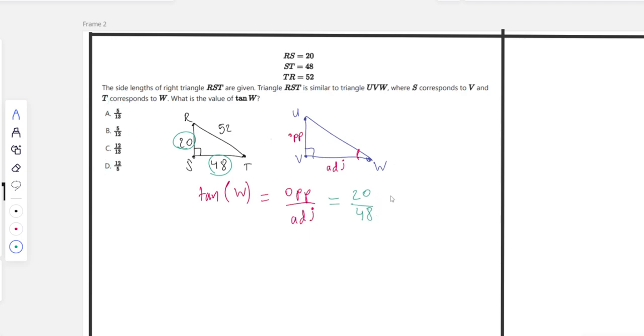That's not in the answer choices, because we need to simplify this a little bit more. If you divide everything by 4, you would get 5 over 12. And that's the simplest form for tangent W.